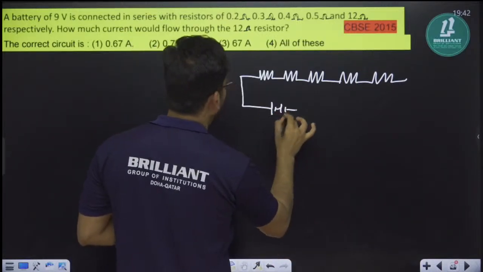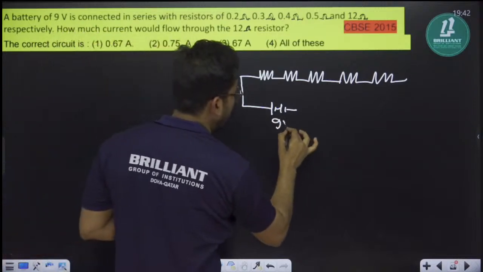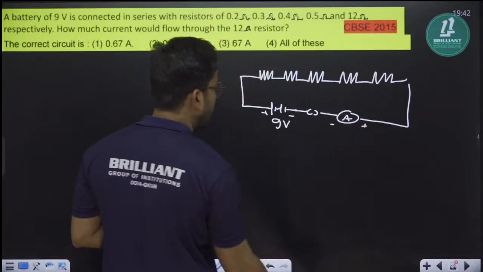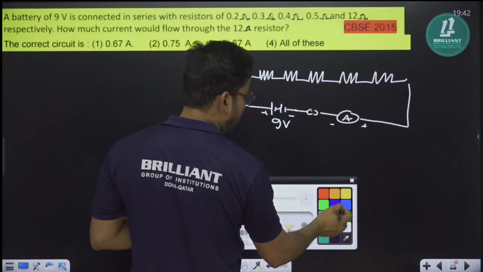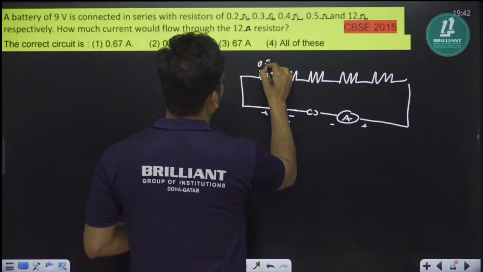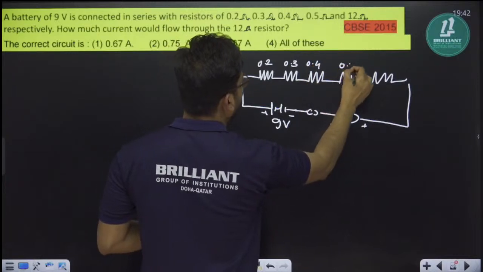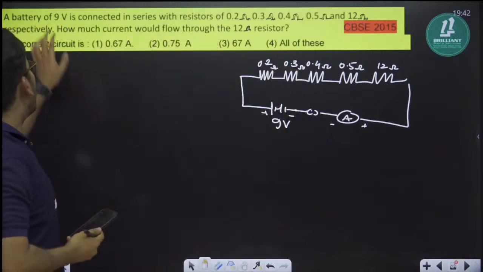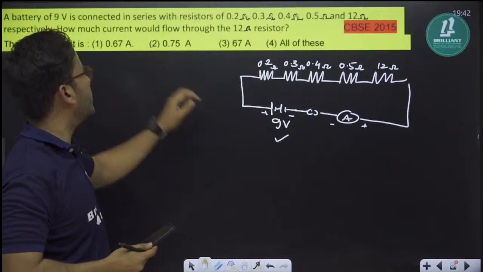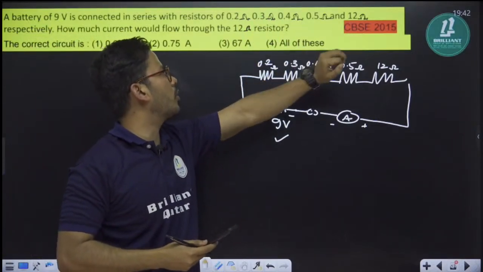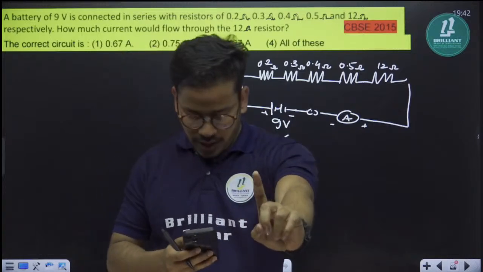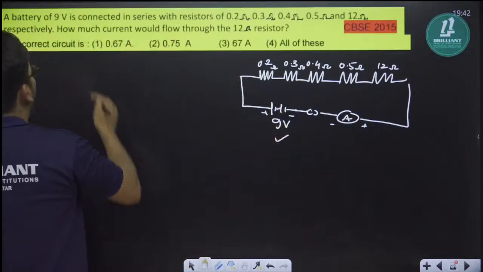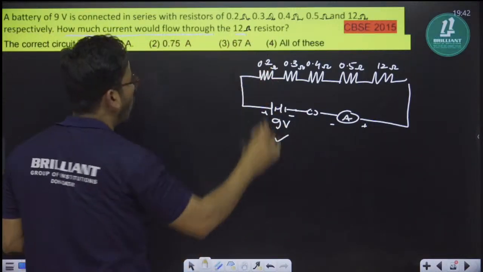And what is the potential difference? The potential difference given is 9 volt. And you have an ammeter connected here. There you go. Switch is on. So let me write what the values are over here. You have 0.2, 0.3, 0.4, 0.5 and 12 ohms. So these are the values for the resistors which are connected in series. Now read the question. A 9 volt battery is connected in series with 0.2, 0.3, 0.4, 0.5 and 12 ohm. All right. So you have connected this with a 9 volt battery. Now the question is how much current would flow in the 12 ohm resistor?